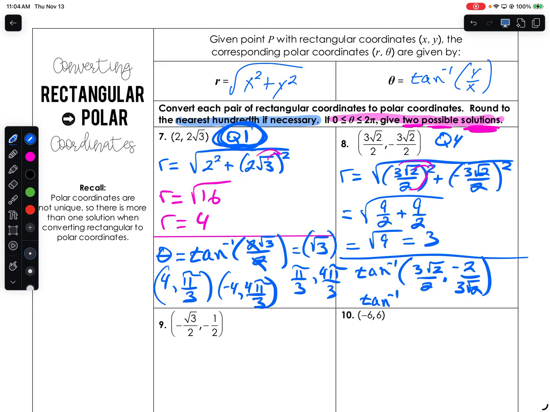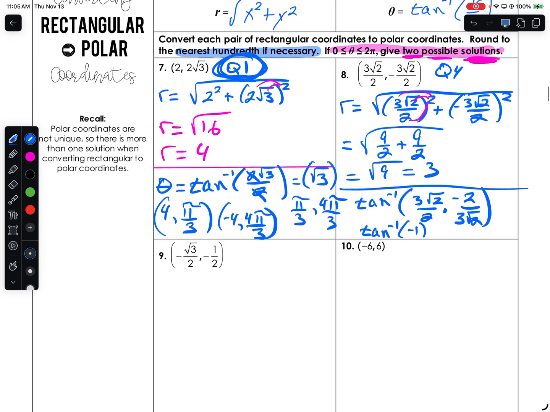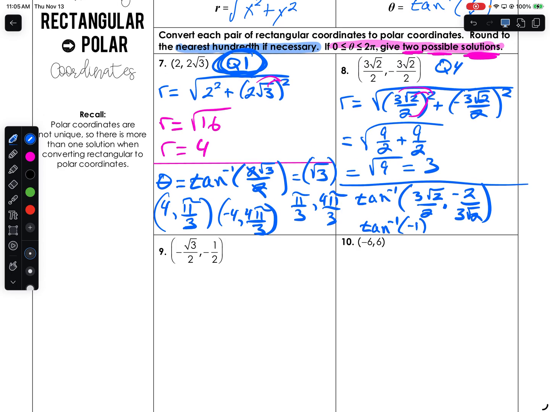So where is inverse tan? At what radian measure is tangent equal to negative 1? Or I shouldn't write it like that. I should write it like this. So at 7 pi over 4 and what? 3 pi over 4. So 7 pi over 4 and 3 pi over 4.